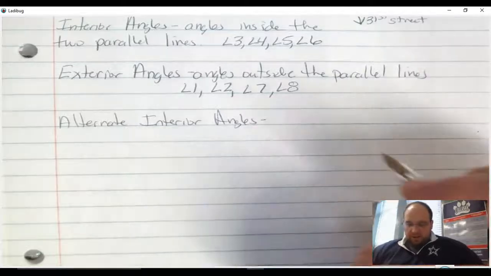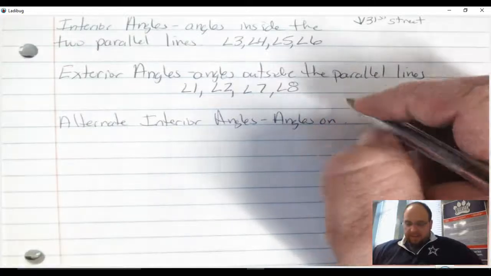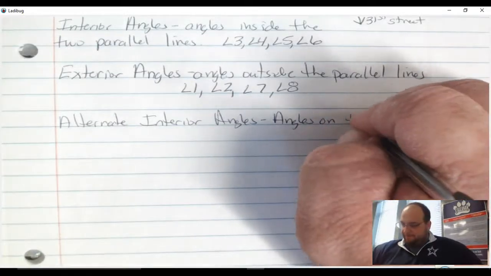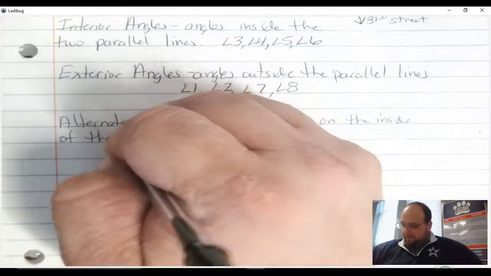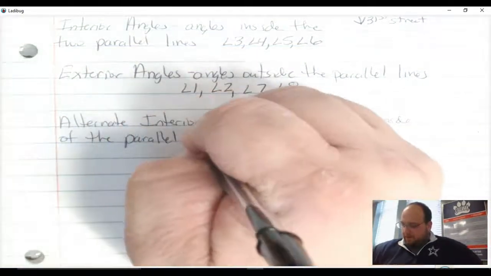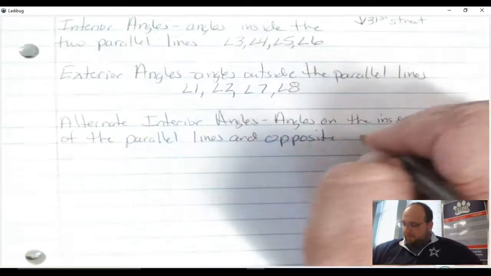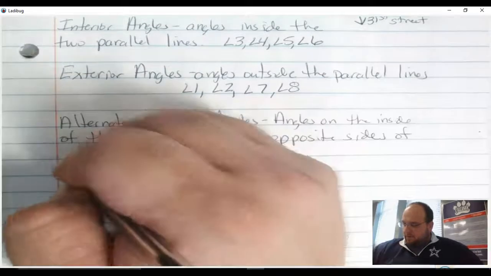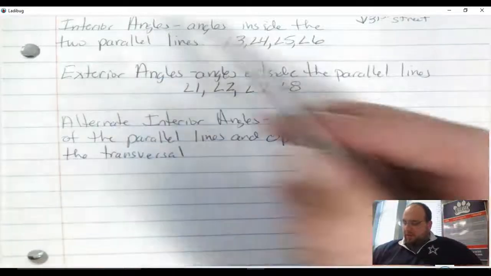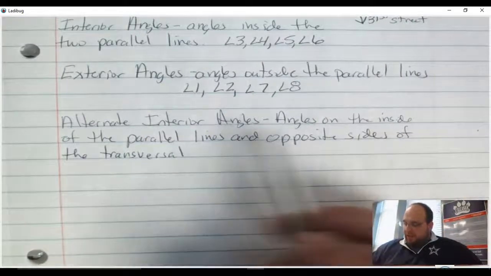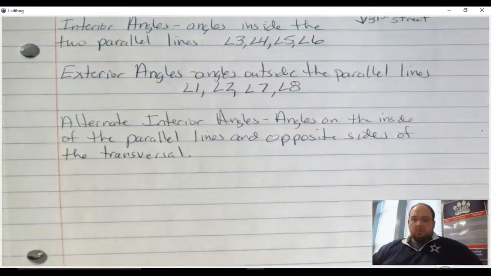The alternate interior angles are angles on the inside of the parallel lines and on opposite sides of the transversal line. Okay, so that's a little bit different than interior angles. So alternate interior angles are angles on the inside of the parallel lines and opposite sides of the transversal. In this case, we're going to end up with pairs.